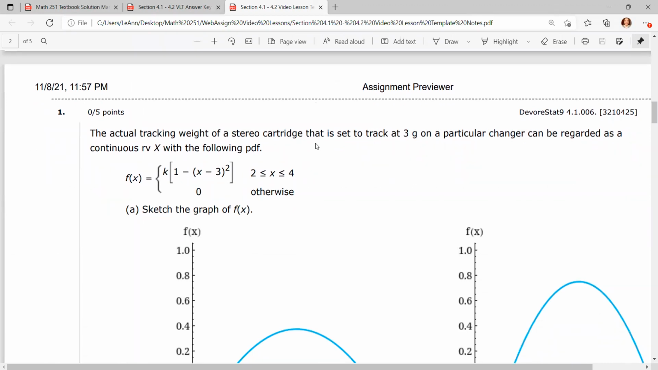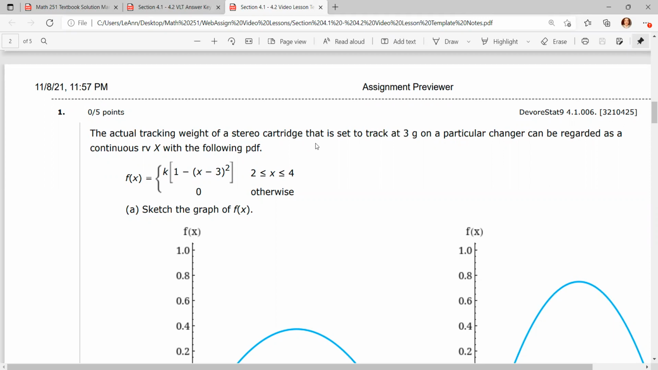Starting with this number one, and this section is where some of the calculus really starts gearing up and we start to see how calculus can help us see how statistics works. So the actual tracking weight of a stereo cartridge that is set to track at 3 grams on a particular changer can be regarded as a continuous random variable x with the following PDF, so probability density function.